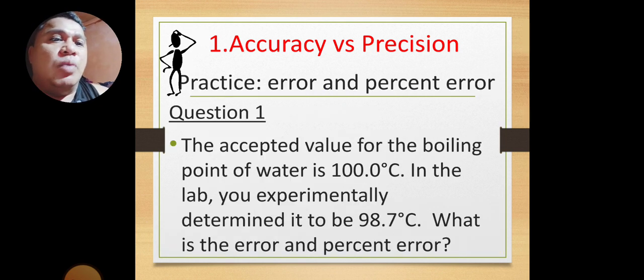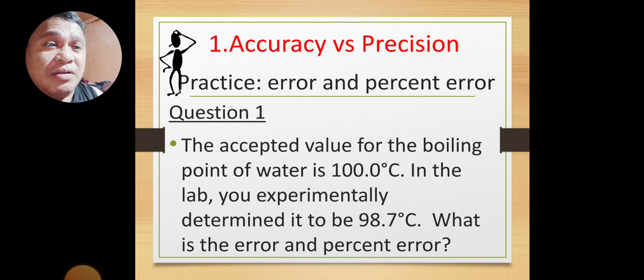Of course, question number one: the accepted value for the boiling point of water is 100 degrees Celsius. In the lab, you experimentally determined it to be 98.7 degrees Celsius. What is the error and the percentage error? Try to think about that one. Compute using your ballpen, paper, and of course, with the help of a calculator.